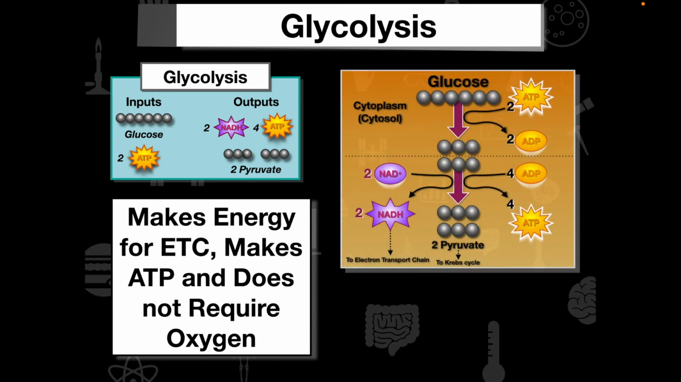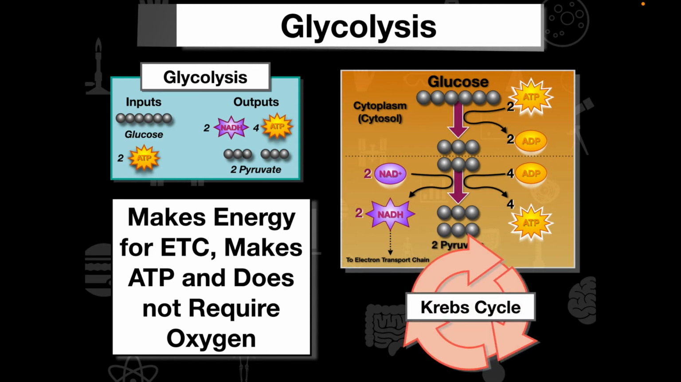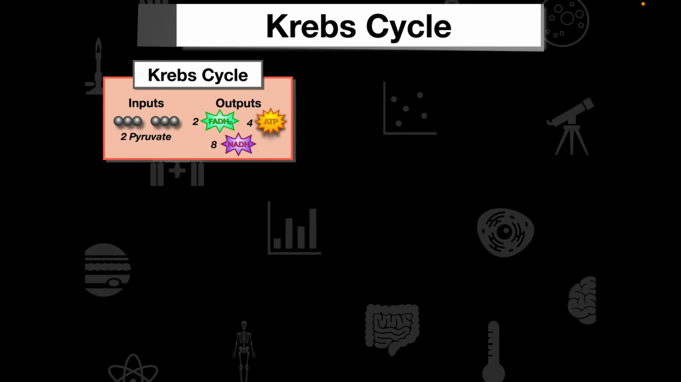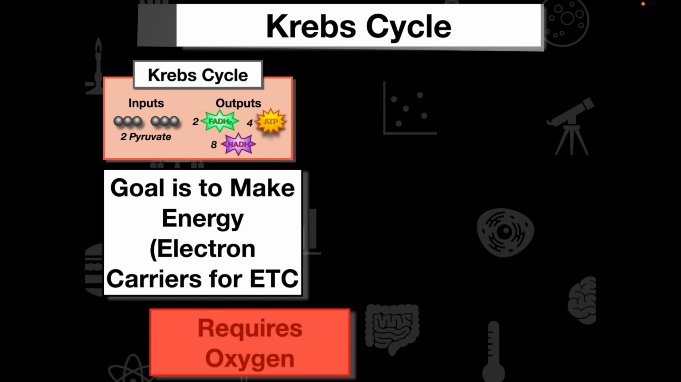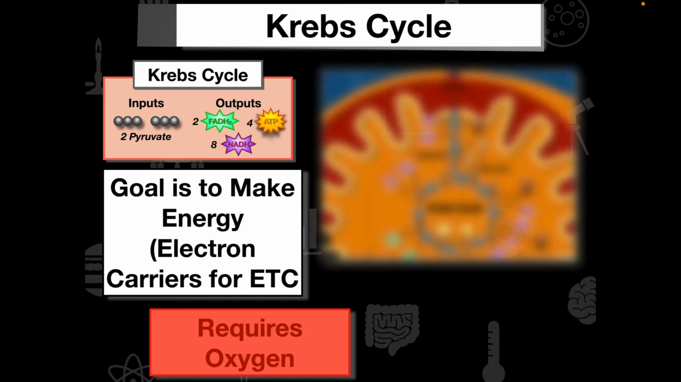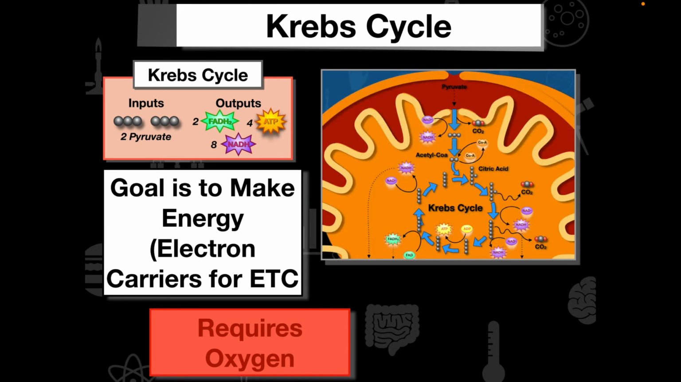Now, the process here of glucose going into pyruvate is shown on the right. And remember, we're making the energy carrying molecules in the cytosol or cytoplasm to send the pyruvate into the Krebs cycle. Now, for the Krebs cycle, the inputs are going to be 2 pyruvate, and we're going to get out 2 FADH2, 8 NADH, and 4 ATP. The goal is to again make the electron carriers for the ETC. However, this is going to require oxygen now. So oxygen is now required when we go through this Krebs cycle, and some of the outputs, the excess gas that we're going to generate, is going to be carbon dioxide.